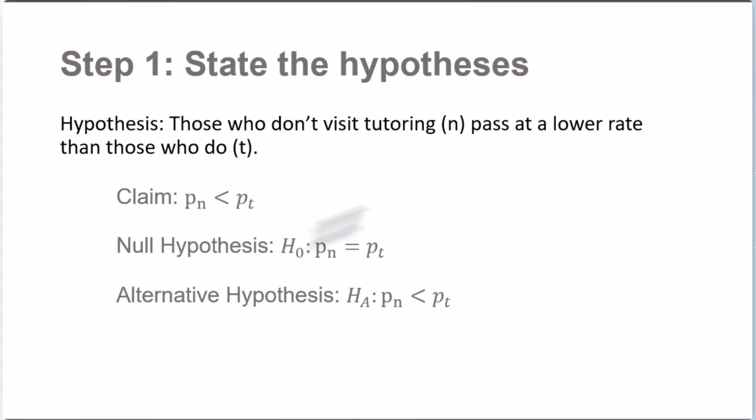Now you could also write this as P sub t greater than P sub n if you reversed it. You just want to be consistent about which group is the first group and which is the second group, because that'll matter when we're putting in our sample information.